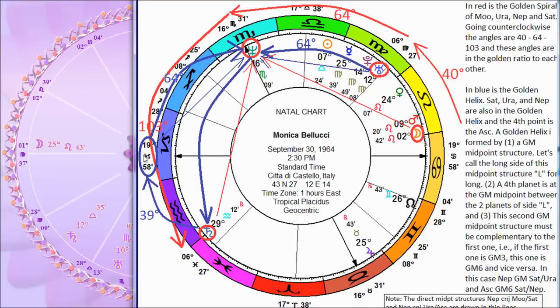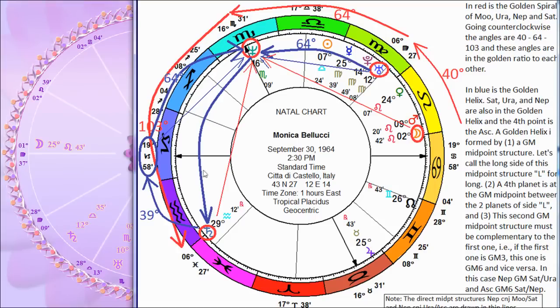If her birth time is off 5 or 10 minutes, she doesn't have it. But we'll show it anyway because it is there given the birth time, and it illustrates the point. And here you see that Neptune is at the golden mean of Saturn and Uranus, just like we said before.